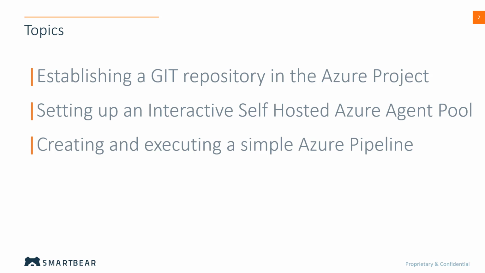In these videos, we're going to be stepping through setting up a very basic Azure pipeline. The first step will be establishing a Git repository in the Azure project. Of course, we'll need to create a local repository in TestComplete, and then we'll push that repository up to our Azure project. Secondly, we'll set up an interactive self-hosted Azure agent pool, which will run our test pipelines once we're done creating them. And then finally, we'll create and execute a very simple Azure pipeline.